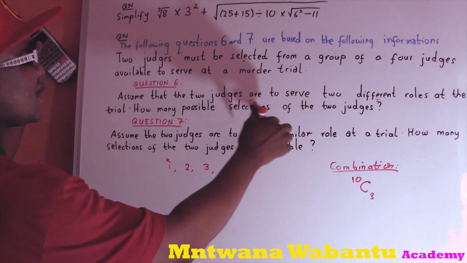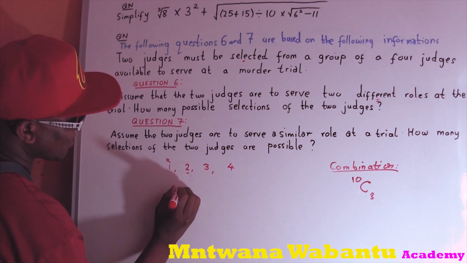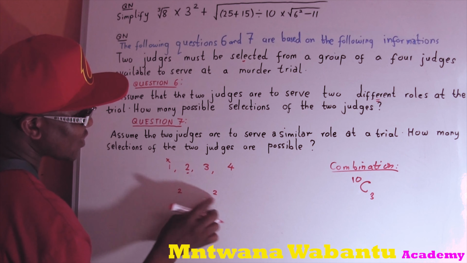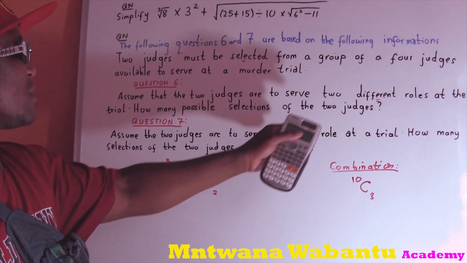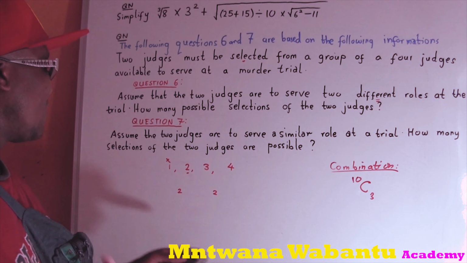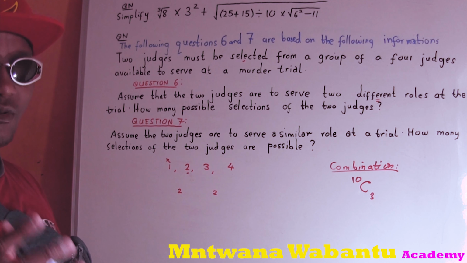So now for this case, they say 2 different judges. If I take 2 judges, it means it's going to be 2 and 2, and this is going to be similar. And we don't want to select similar. Here they say it must be 2 different roles. So for different roles, we can't take 2 judges and 2 judges. No, it's not going to be right.